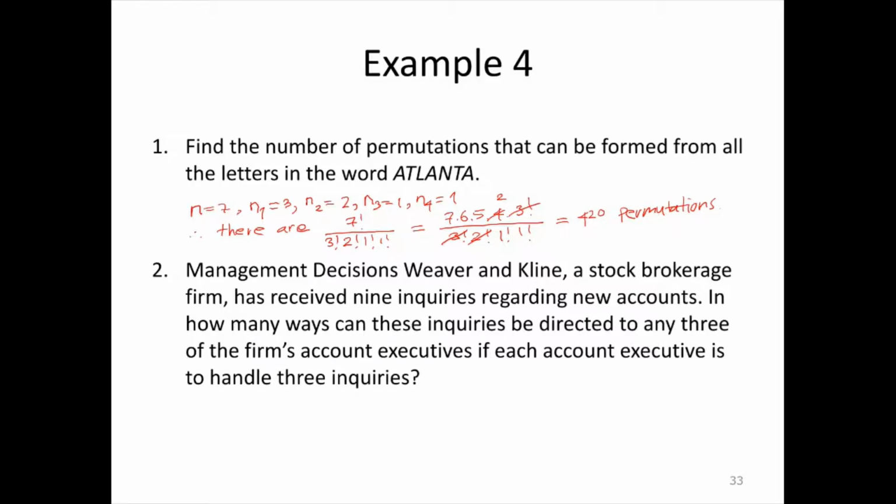All right. So these 9 inquiries. Of course we have n is equal to 9. Then 3 will be handled by one account executive, another 3 by another account executive, and another 3 by another account executive. So those 3 are alike. So we have n1 equal to n2 equal to n3, which is equal to 3.